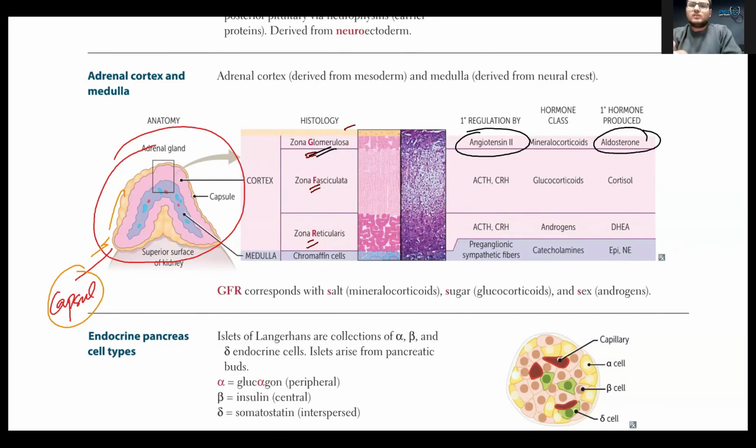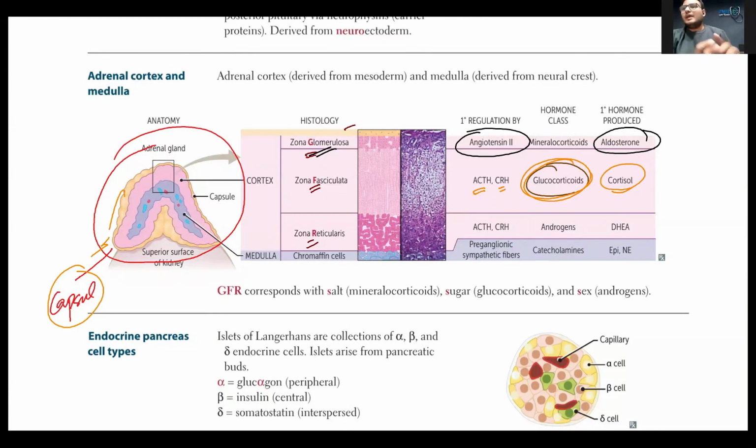Next, zona fasciculata. Zona fasciculata is producing primarily glucocorticoid. So you should know the primary hormone class is glucocorticoid, and the foremost primary hormone is cortisol. How is it regulated? It is regulated by ACTH from the anterior pituitary and corticotropin releasing hormone from the hypothalamus. We will study in the next slide how these hormones are regulated.